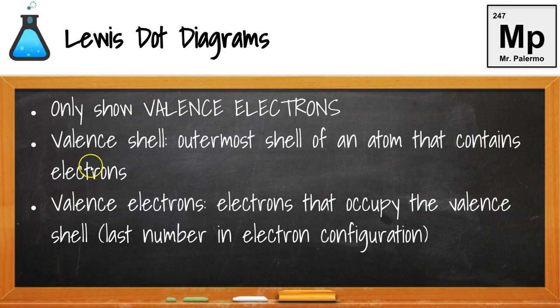These are the electrons located in the outermost shell, called the valence shell, and they are the last number on the electron configuration, listed on the bottom of your element box on the periodic table.